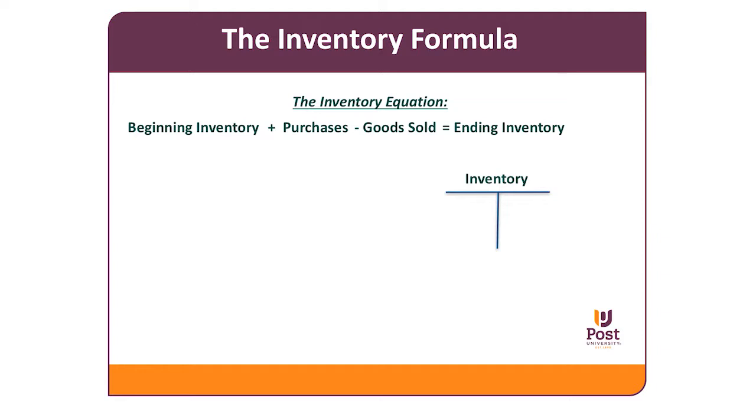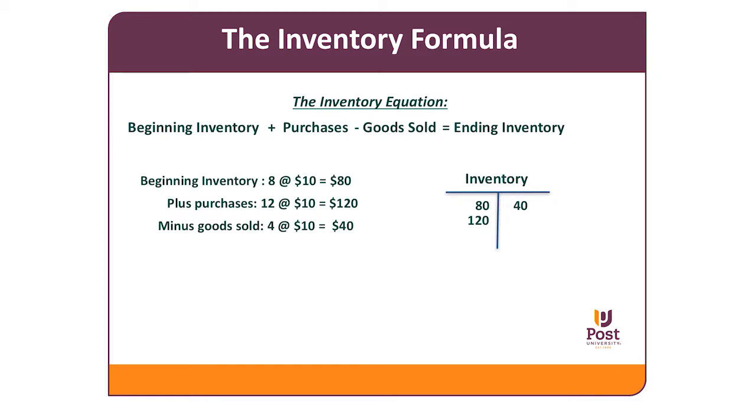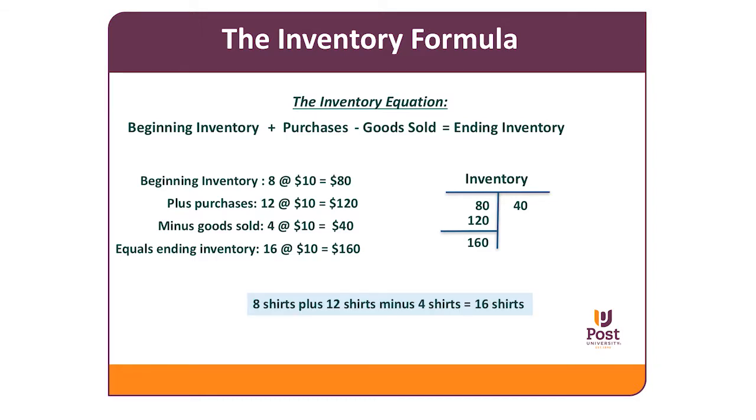Remember, inventory is an asset. For example, if we start with 8 shirts in our inventory that cost $10, the total would be $80. If we buy 12 more, it would be an increase of $120. Then, if we sell 4, we would reduce our inventory by $40, bringing us to a total of $160. As you note, we would have 16 shirts left.